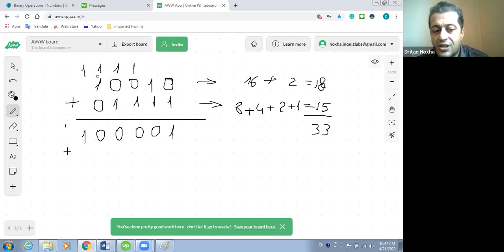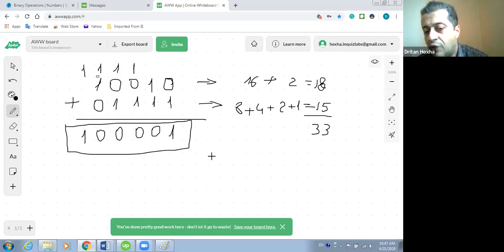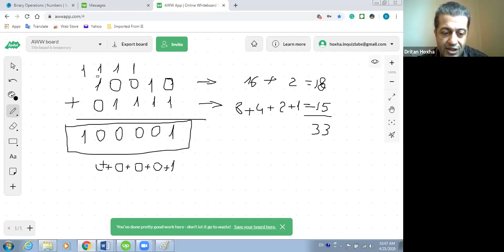But let's see if this number represents the number 33 in the decimal system or not. We have 1 here, plus 0, plus 0, because this is the number of 2's, this is the number of 4's, this is the number of 8's, this is the number of 16's, and this is the number of 32's. So we have 32 plus 1, it is equal to 33. It is the same result in both cases.